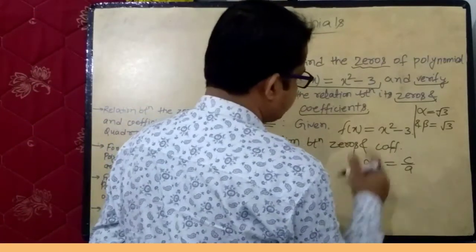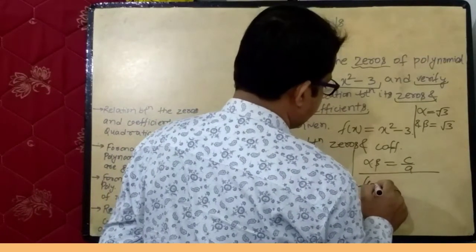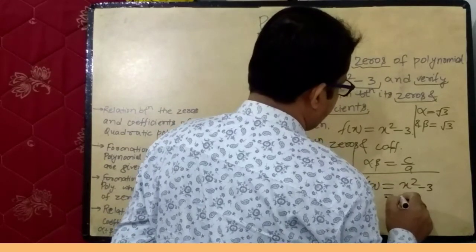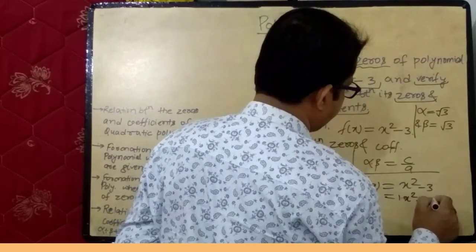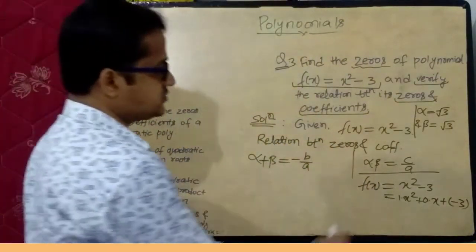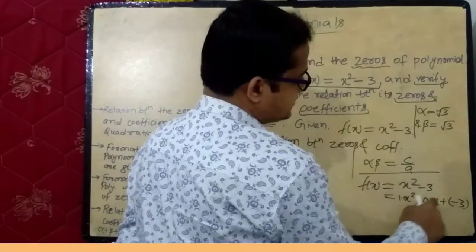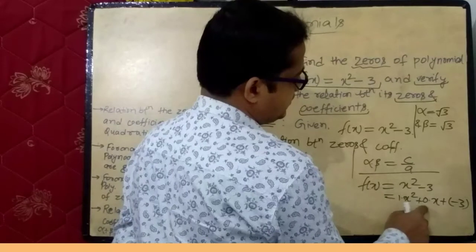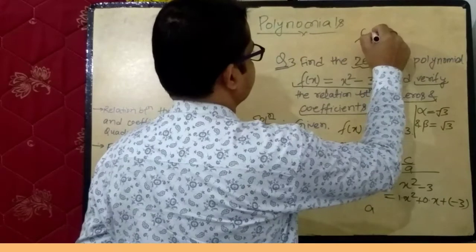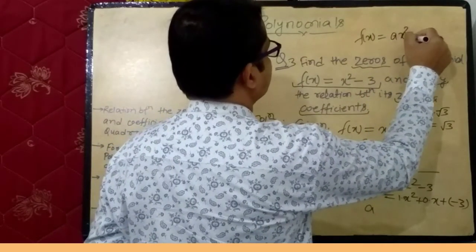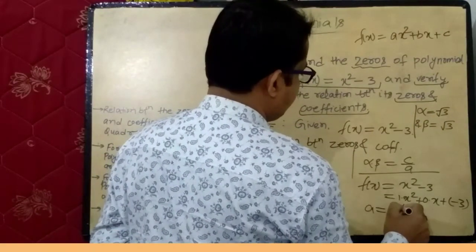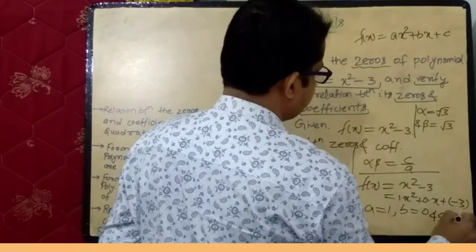Can we write this equation, that is f of x equals x square minus 3, as 1 into x square add 0 into x add minus 3? Definitely we can write it, because here the term x is not existing, which means its coefficient is 0. Then, comparing this with the original equation f of x equals ax square add bx add c, we can say that a equals 1, b equals 0 and c equals minus 3.